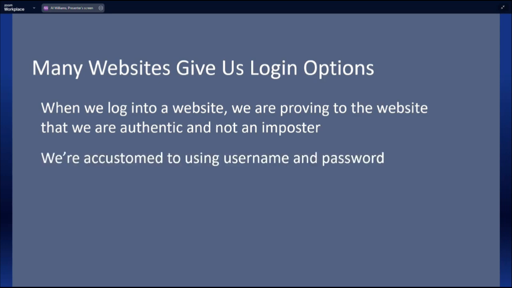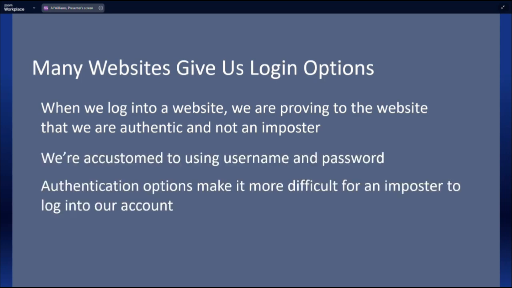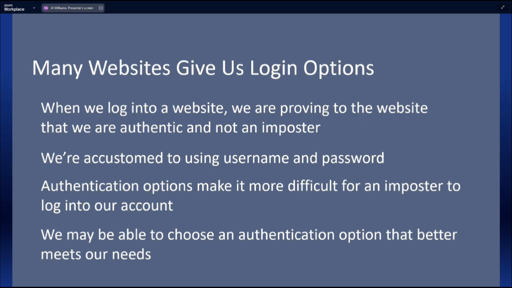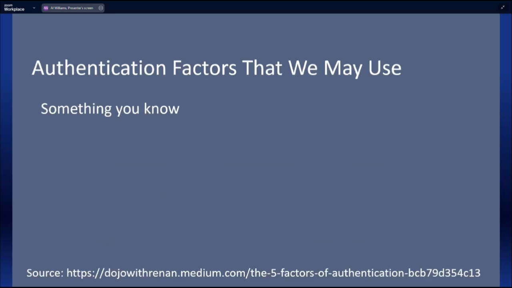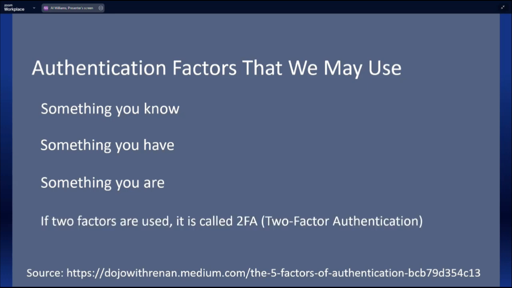We're accustomed to using username and password. There are options that make it more difficult for an imposter to log in. And we may be able to choose an authentication option that better meets our needs. So there are basically three factors: something we know, something that either you know and only you know, or I know and only I know, something we have, something you are. It's usually expressed as something you know, you have, or you are. And if you use two of those factors, it's called 2FA, which means two-factor authentication.